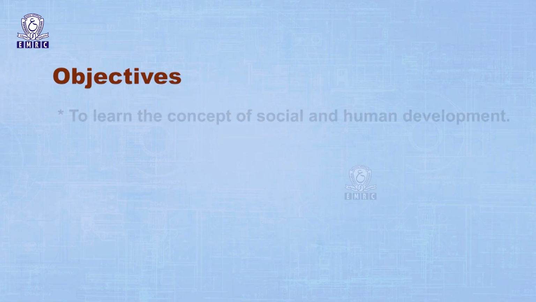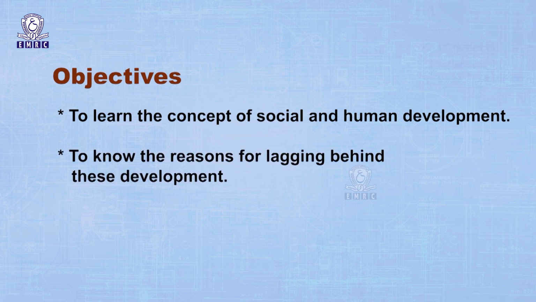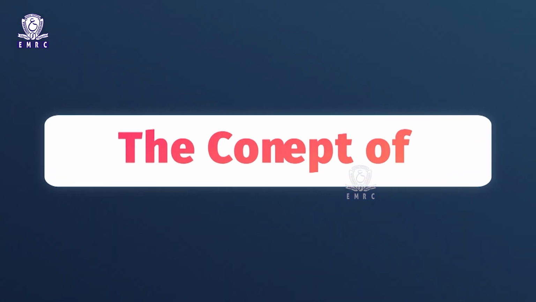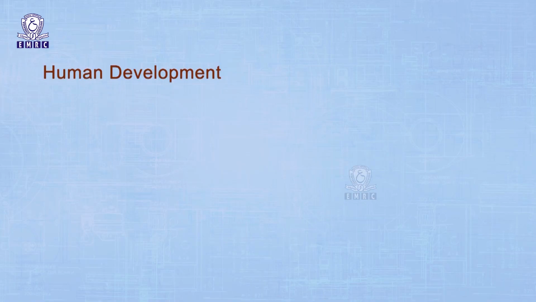Now, let us observe the objectives: to learn the concept of social and human development, and to know the reasons for lagging behind in this development. The concept of human and social development. The definition of human development.